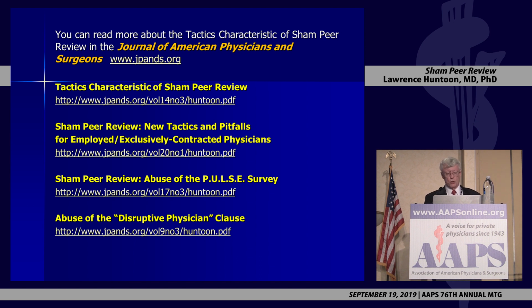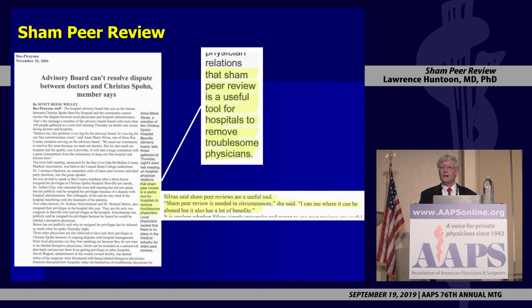Now, I will tell you that in general, hospitals virtually never admit that they use sham peer review. And as an expert witness, I don't usually use words like never and all because it can be problematic. But I encountered one case where I was invited into the community to explain why the little hospital in the community had lost all of their surgeons. It's because the hospital's administration had threatened them with being labeled disruptive because they complained about some things in the ICU, and so they resigned.